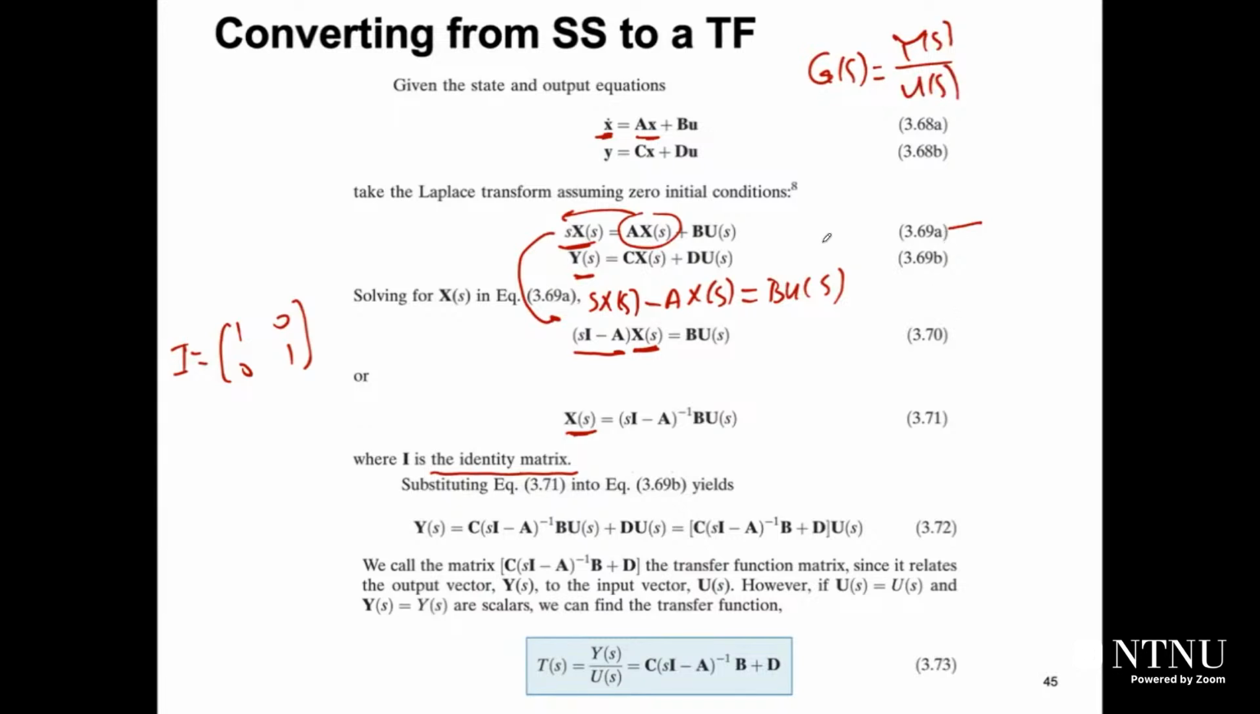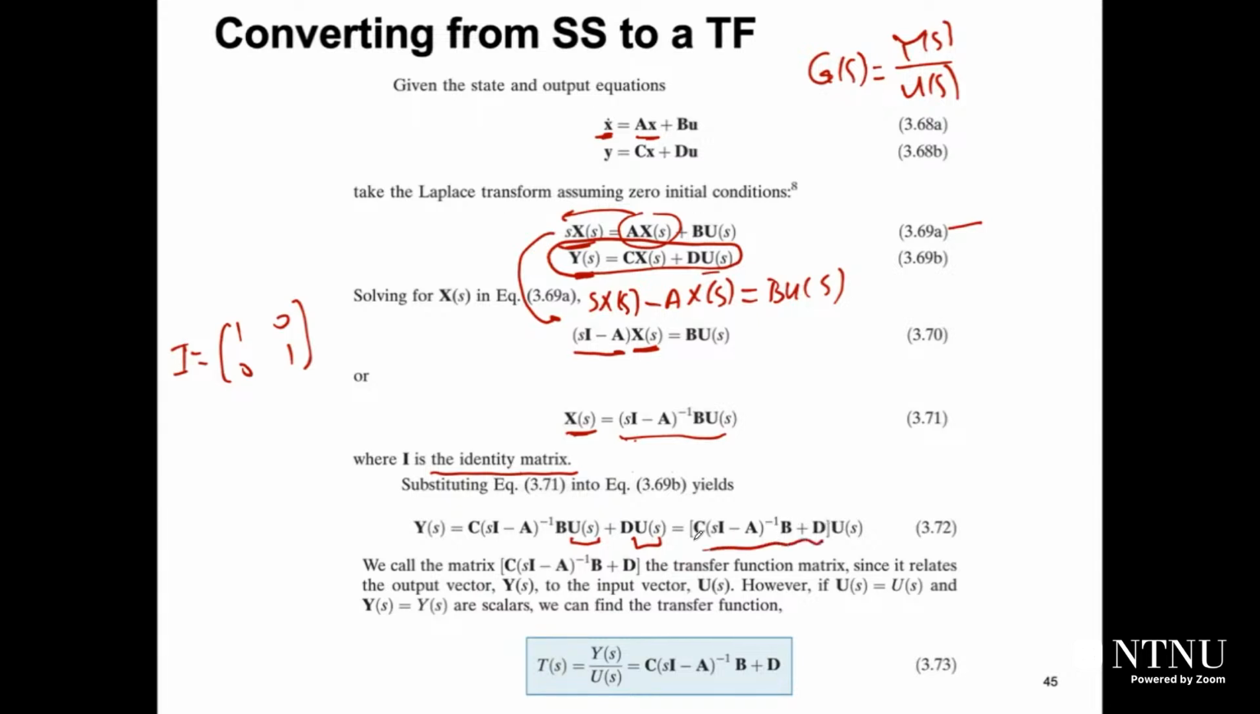This equation one more time. We will go to this equation, and we will just substitute the value of X of S, which we got here, because we need to remove X of S from the equation. So we will substitute X of S with this value. So in this case, Y of S will be C multiplied by X of S. What is X of S? It's that part. So it will be C multiplied by (SI minus A) inverse BU of S plus DU of S. Now you can see that we have U of S as a common factor. Take it as a common factor. So what will be remaining is C multiplied by (SI minus A) inverse multiplied by B plus D.